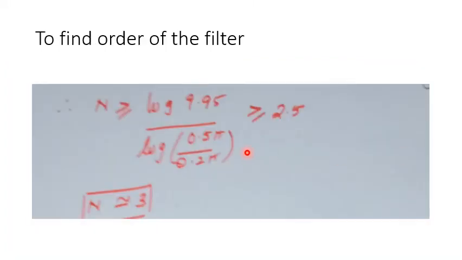Now you need to find the order of the filter. After finding the lambda value and epsilon value, N is greater than or equal to log of 9.95 over log of omega s by omega p, right? Which I got as greater than or equal to 2.5. So I am rounding it off to the nearest value, and the order is 3.